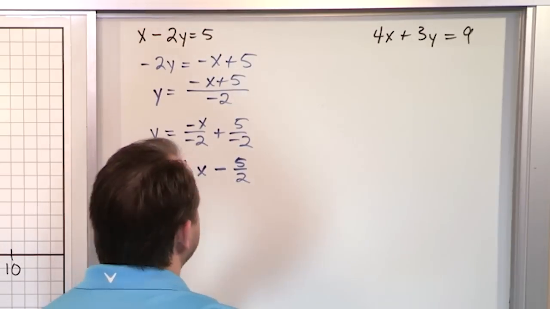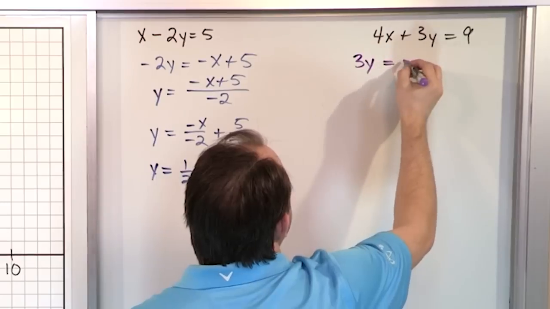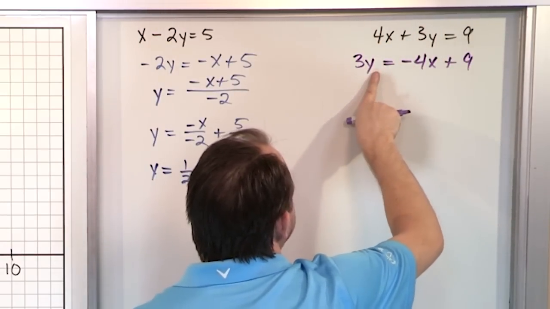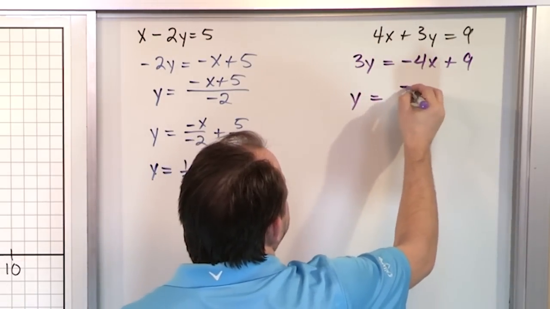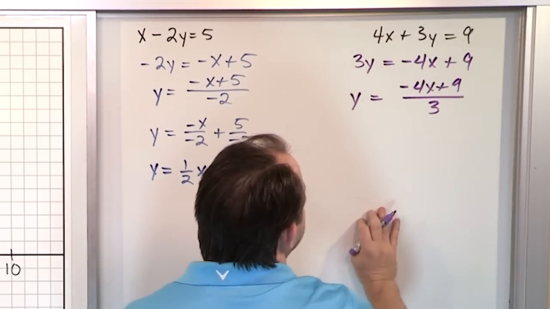Now before we graph them, I'm going to go to the other side, and we're going to solve for y here. So we're going to have 3y equals negative 4x plus 9. All I did was subtract 4x from this side, so I have to subtract it from the other side. And then I solve for y by saying negative 4x plus 9 over 3. But it's the same exact thing.